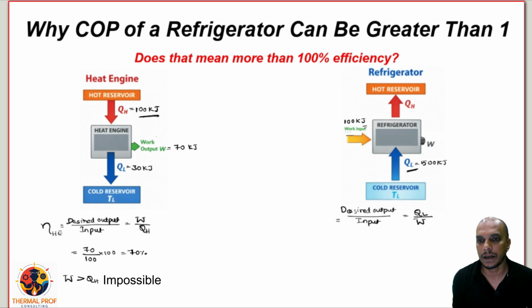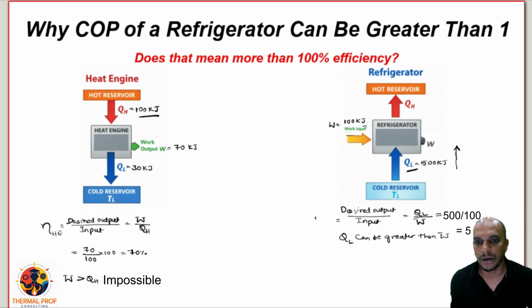Instead, we are using 100 kilojoules to transfer heat from lower temperature to higher temperature. So, this can be greater than the amount of work we are supplying. So, QL can be greater than W. Therefore, this comes out to be greater than 1 in some cases. In most of the modern refrigerators, they have the order of 5. So, it will be something like 500%.